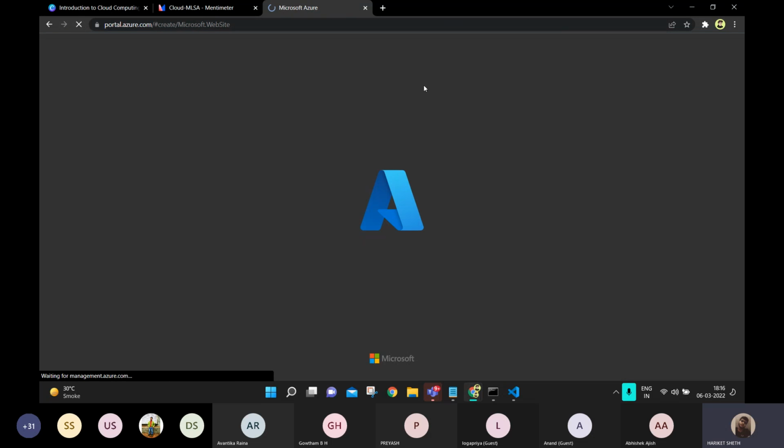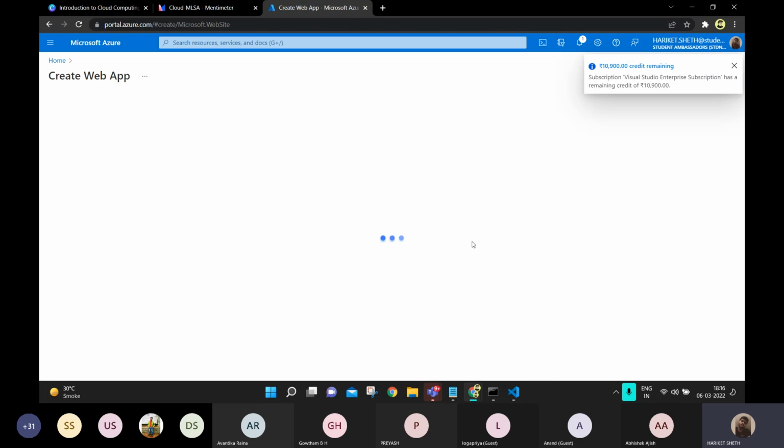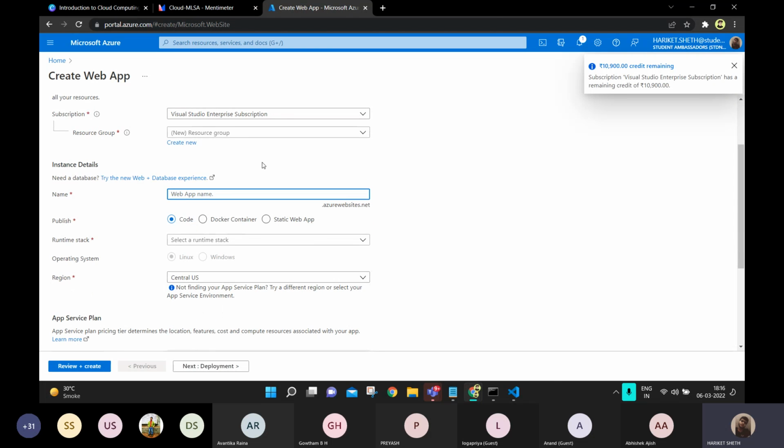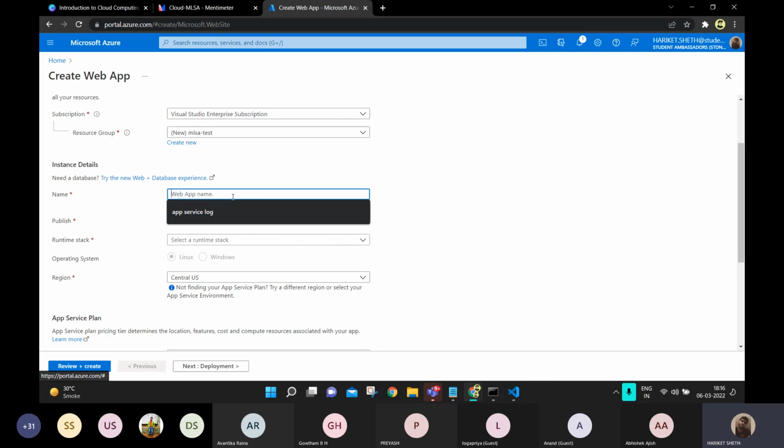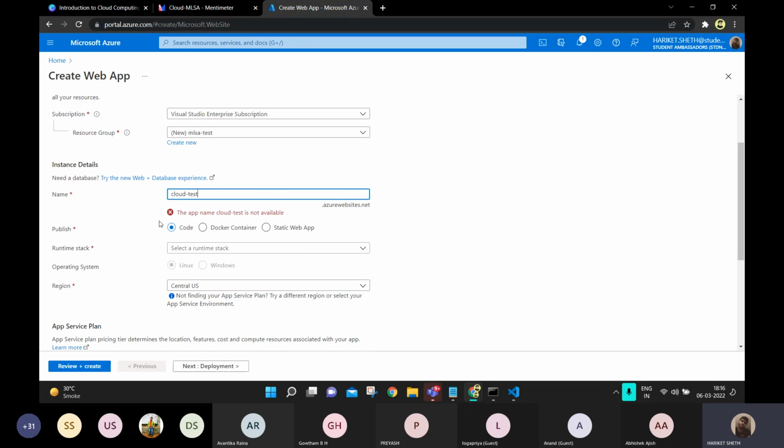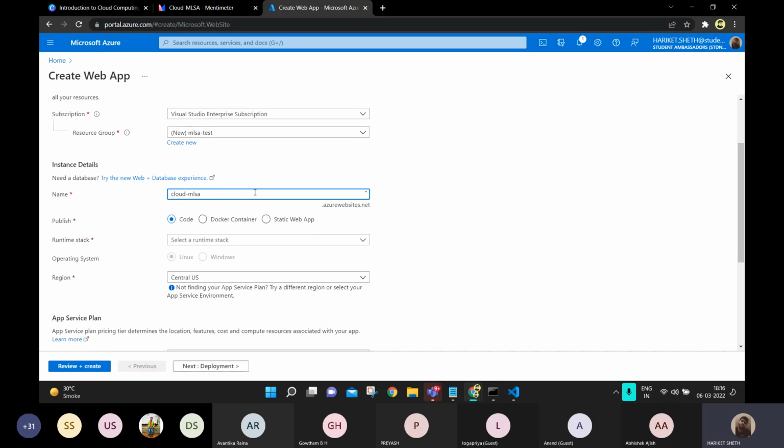Well, I think Cursor is having some problems, but let me try refreshing again. Okay, yes, now it's working. Now I can give a web app name. Let me give it cloud test only. Sorry, it's not available, I already used it somewhere else, so I'll use cloud MLSA.